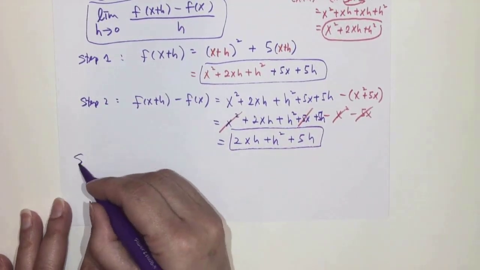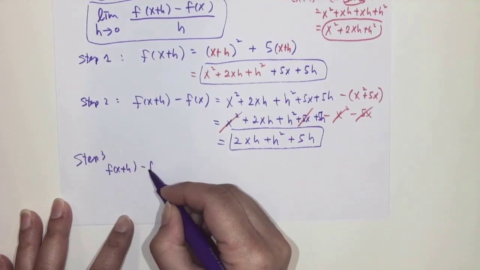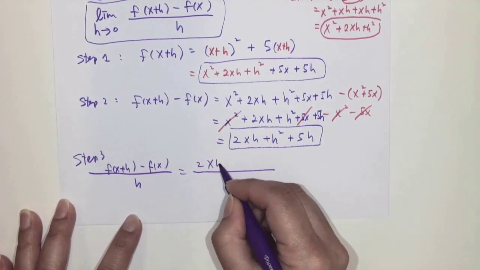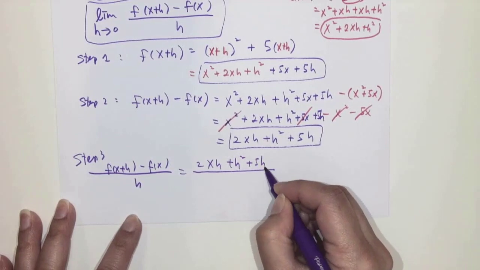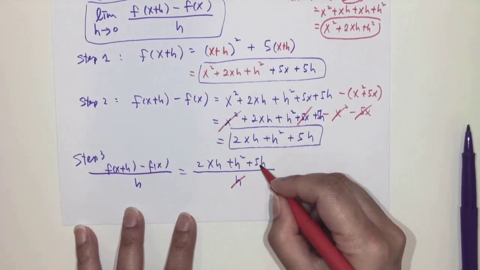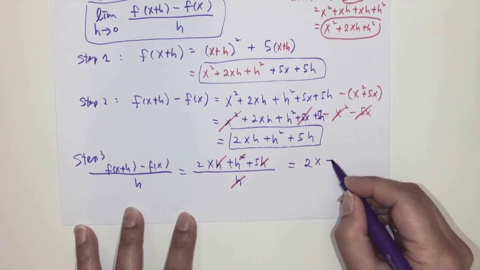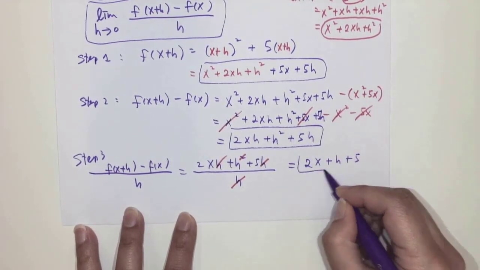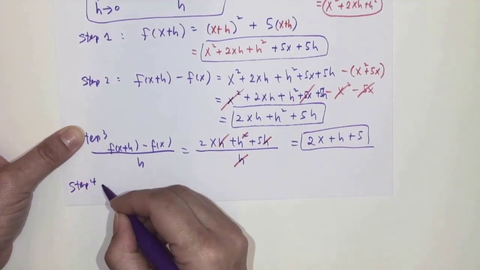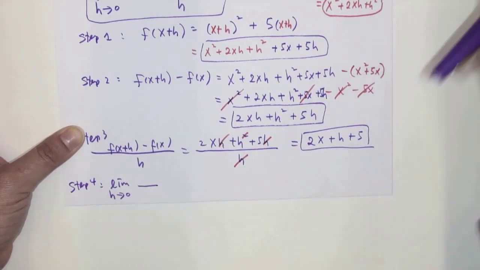The next step says whatever you get there, f of x plus h minus f of x, needs to be divided by h. So write down your answer, 2xh plus h squared plus 5h, divided by h. Because every single term has an h, we can cancel an h from each. That gives me 2x plus h plus 5, right? So that's step 3. The last step is step 4. We are going to take the limit as h approaches 0 of the answer you just got.